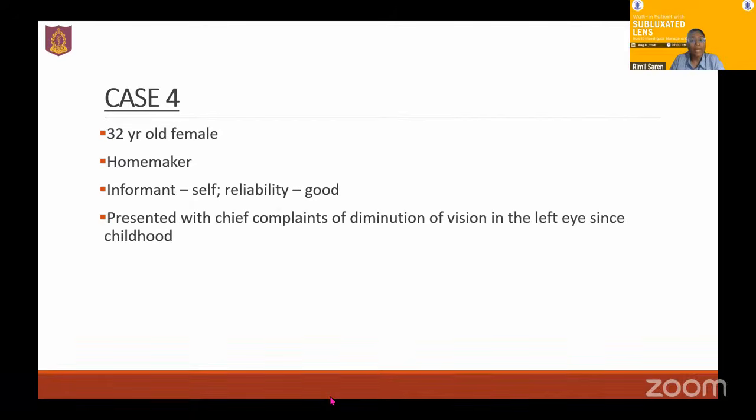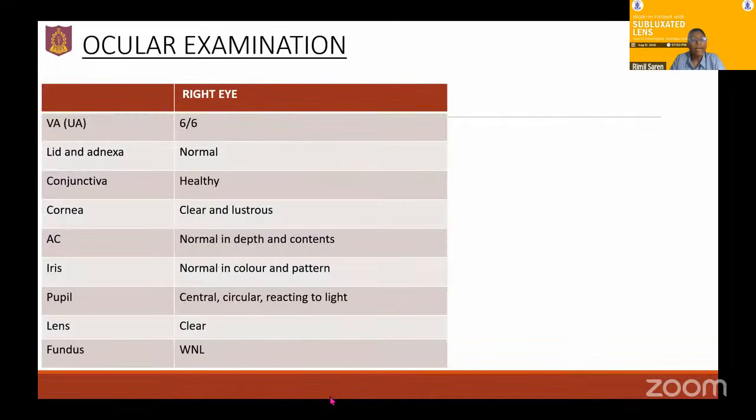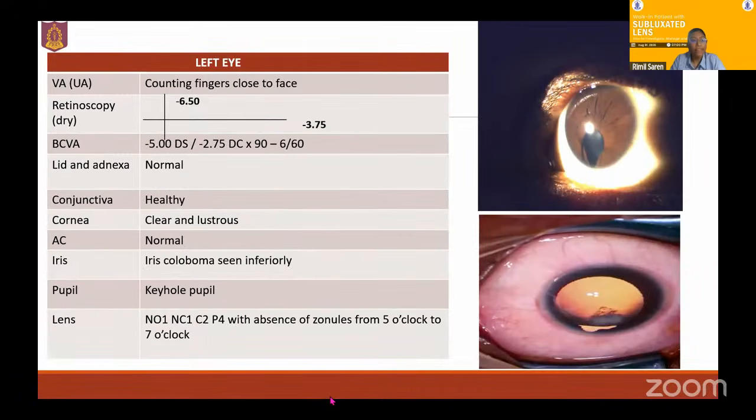Coming to my last case, with diminution of vision since childhood, the right eye examination was within normal limits. The left eye showed an unaided visual acuity of counting fingers close to face, improving to 6/60. The iris showed a coloboma, seen inferiorly. The pupil was keyhole-shaped.